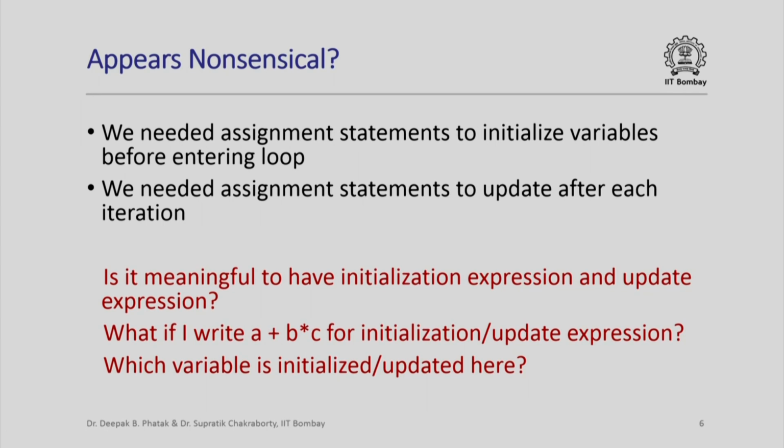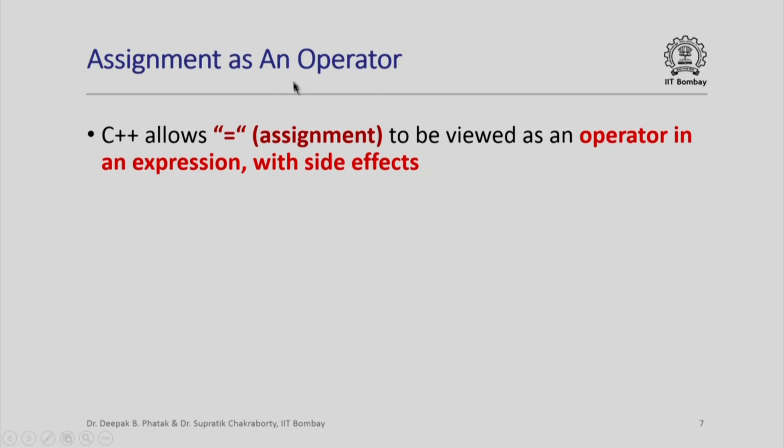However, in C++, it turns out that we can use the assignment not only as in a statement to actually assign the value of an expression to a variable, but you can also use an assignment as an operator to build an expression. And when we write such expressions with the assignment operator, these expressions have side effects which are the actual assignment as it happens in an assignment statement. So let us look at an example.